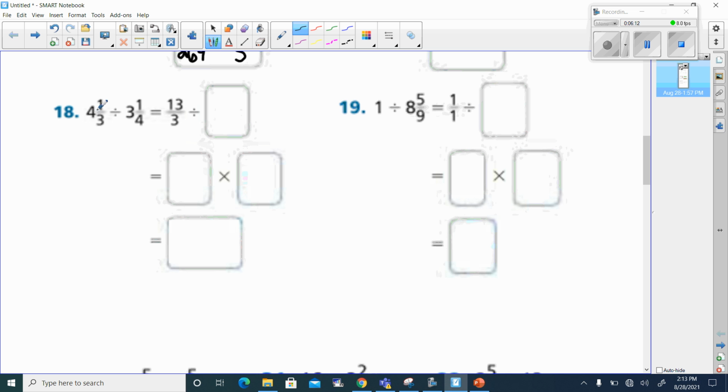Now, they took 4 1/3, turned it into 13 over 3, going around the world. 4 times 3 is 12, plus 1 is 13. Let's do the same here. 3 times 4 will be 12, plus 1 also be 13. And let's see now, we've got 13 over 3 times 4 over 13.